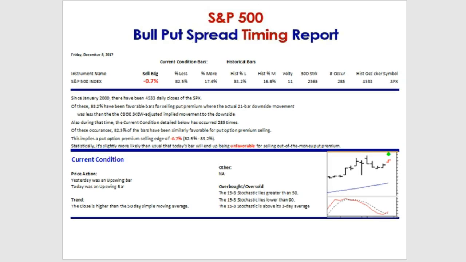Let's now go to the Bull Put Spread Timing Report, and this presupposes that you're looking to sell put options a standard deviation away about 30 days out. All right, so here we go. We've had 4,533 closes of the SPX. Now, of those, 83.2% have been favorable bars for selling put premium, which I just explained, where the actual 21-bar downside movement was less than the CBOE skew-adjusted implied movement to the downside.